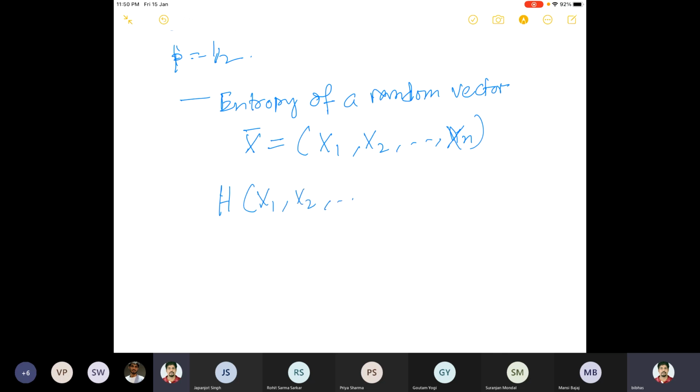So I'm not defining it again, because it depends only on the probability. You can use the same definition, minus the sum of p(x) log p(x). Instead of p(x), here it will be p(x1, x2, ..., xn), and log of p(x1, x2, ..., xn). Overall, x1, x2, ..., xn are the sample points. So this is how we can define it.